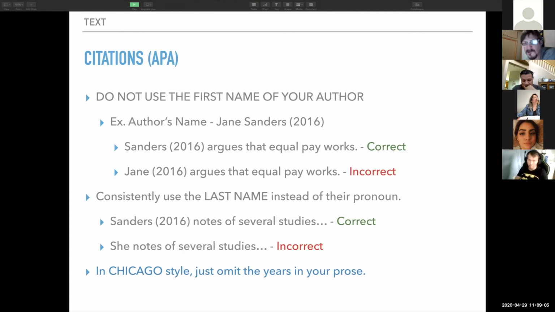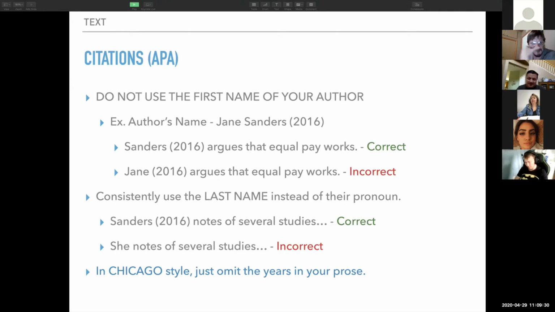For citations in APA, make sure you don't use the first name of your author. If the author's name is Jane Sanders, say Sanders 2016 argues that equal pay works. Do not say Jane 2016 argues that equal pay works. You're not going to go out for drinks with her later on. You're not on a first name basis. Please use their last name.